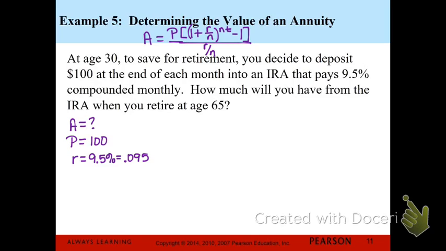So N, number of times compounded. 12. Why 12? Monthly. It says compounded monthly up there, so that means 12. And T, do I know the time in years? 35. How'd you get 35? 65 minus 30. Good. He's done at 65, but he didn't start depositing until he was 30, right? So my time is 35.